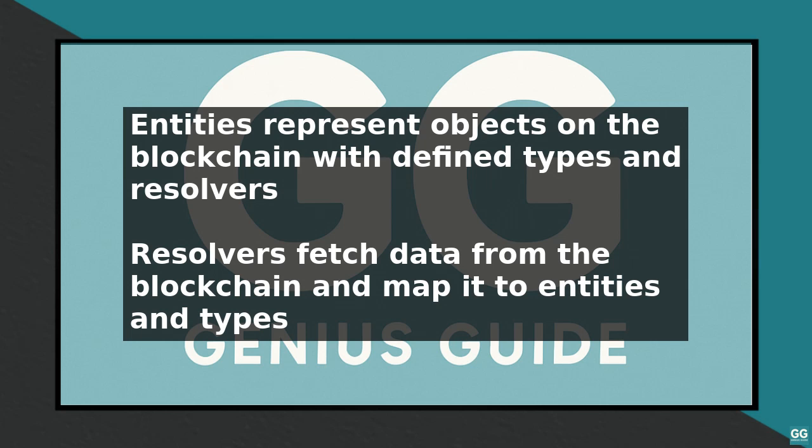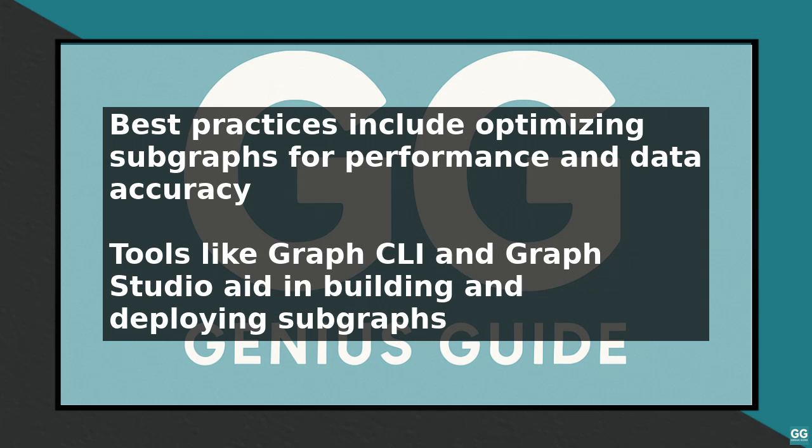Best practices for working with Uniswap subgraphs include optimizing your subgraph for performance, handling errors and exceptions, and ensuring data consistency and accuracy. It is also crucial to test your subgraph thoroughly before deploying it to production.